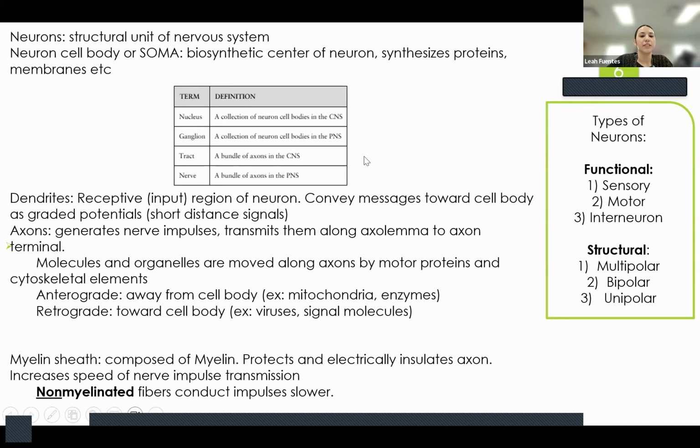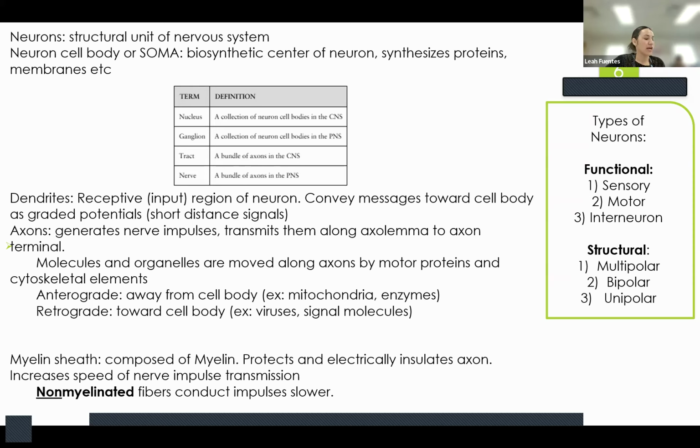And then specifically, there's a difference between what is found. So a collection of neuron cell bodies in the CNS is called a nucleus, whereas a collection of neuron cell bodies in your peripheral nervous system is a ganglion. So you are going to want to know the difference between the two and be able to identify which term belongs to which division. So nucleus, central, ganglion, peripheral.